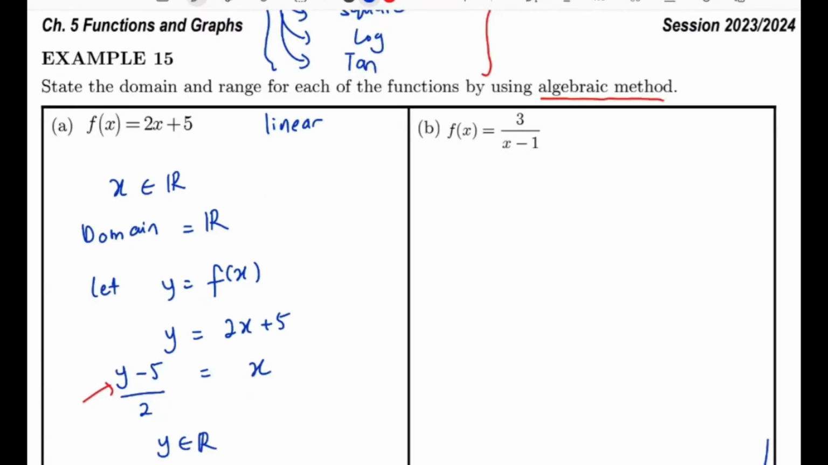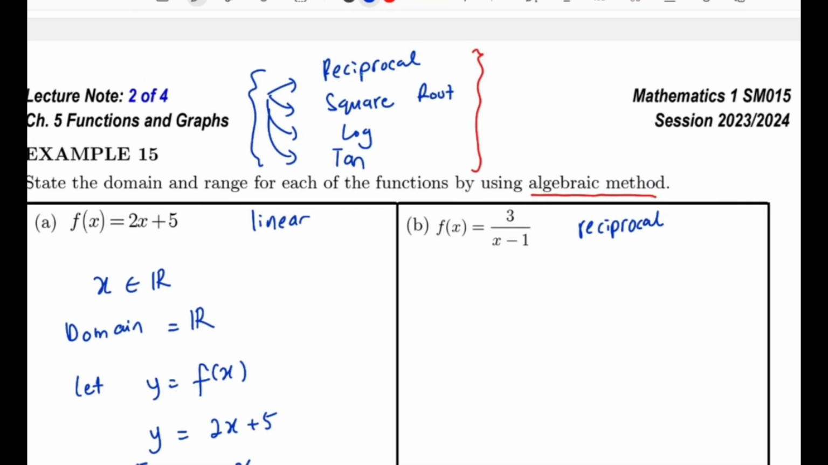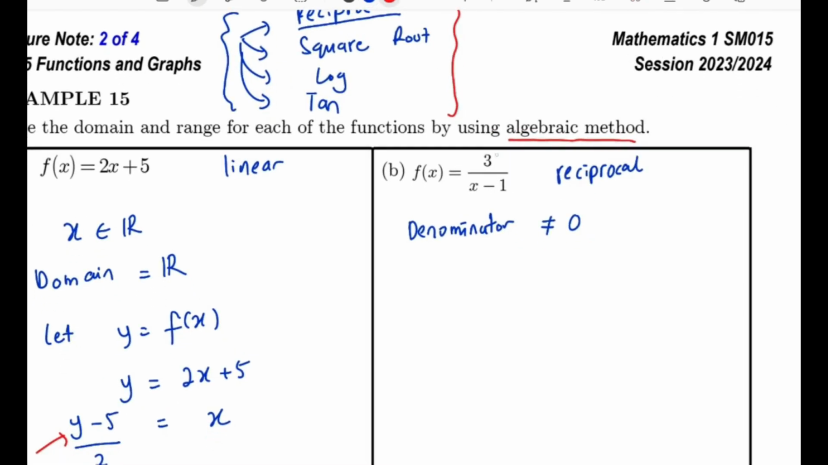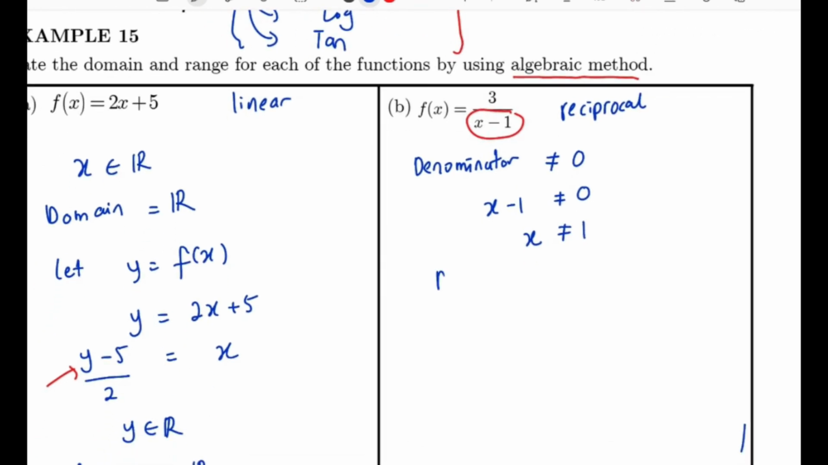Next, B, f(x) equals 3 over x minus 1. This is a reciprocal function. So we know that for the reciprocal function, the denominator cannot be equal to 0. So here, we take x minus 1 cannot be equal to 0. So x cannot be equal to 1. So the domain, Df, is all real numbers except 1.